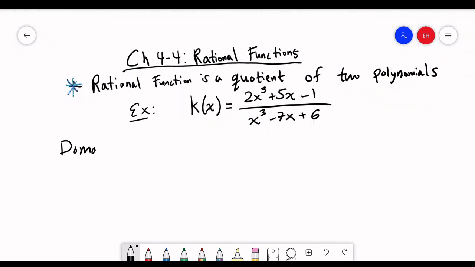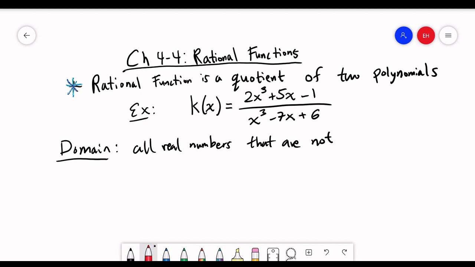All right, well, let's talk about domain. Again, domain is what x is, or what inputs you can put into the function. And remember, the domain for polynomials is all real numbers because there's nowhere in a polynomial that's going to be undefined. But since this is a fraction, we have to be careful about the denominator. There could be x's that we put into the bottom, and we get 0 on the bottom, which means we're going to divide by 0, and that's going to be a problem.